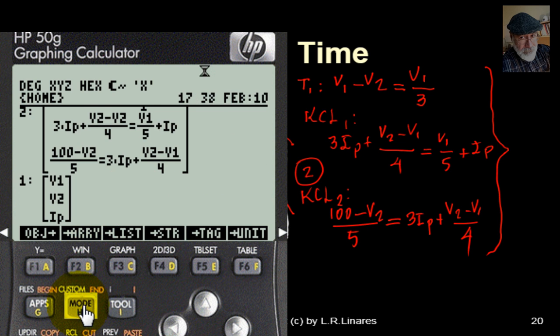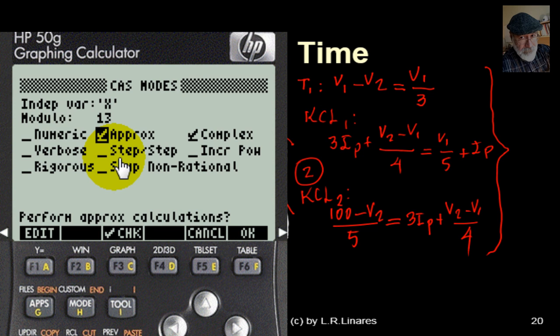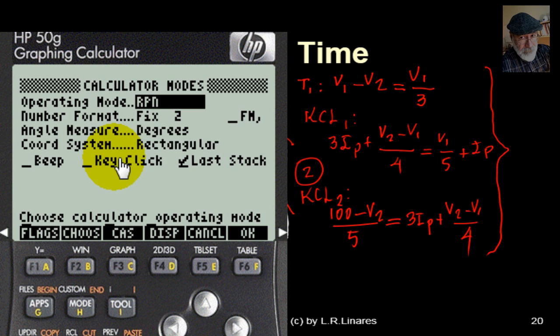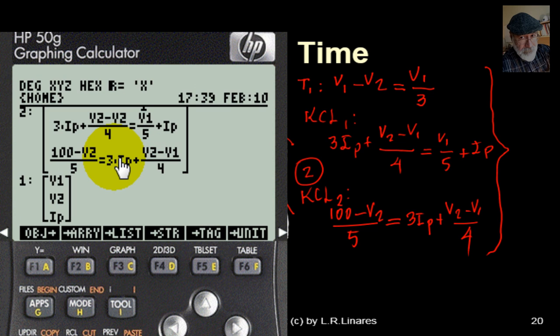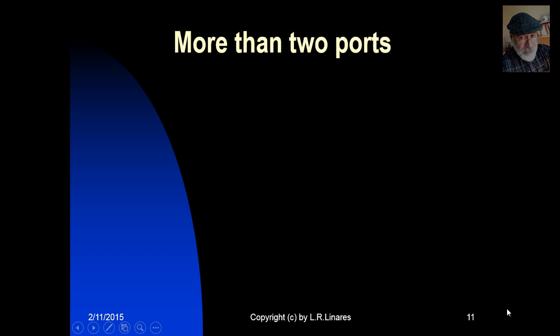But before solving for that, let me check mode CIS and make sure that all my flags are cleared, so all the radio buttons are off. Done. Enter, enter, and we are ready. Symbolic solver, linear solution. Those are the voltages V1, V2, and the value of the current IP in the primary. From those, we could compute anything, any branch current, any power, anything.